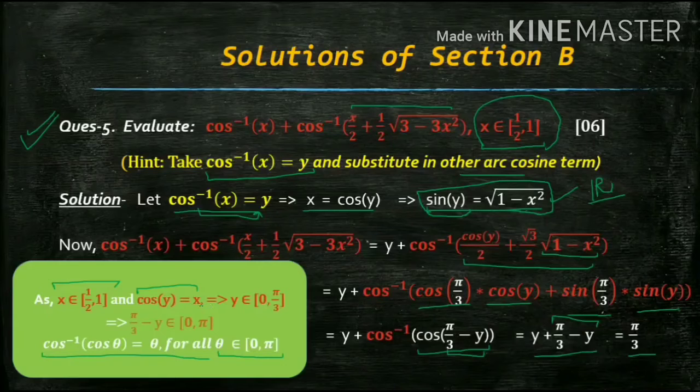Cos has the value in this interval half to 1 when y would be from 0 to pi by 3 only, right? Because at 0 it would become 1 and at pi by 3 it would become half. If you go outside of this interval, it would not be from half to 1. That's why it was given half to you, so that you can just get this y.